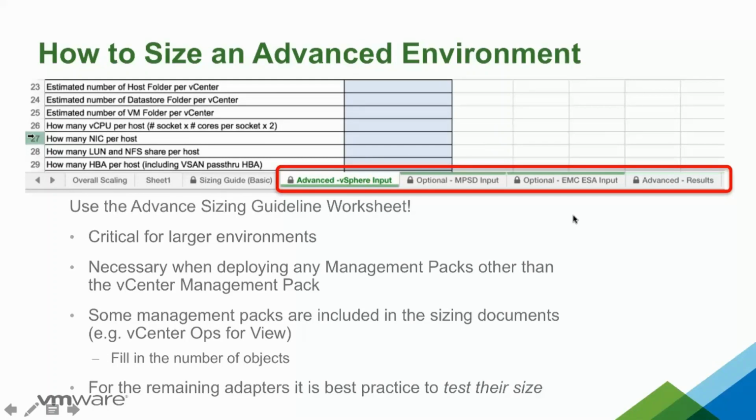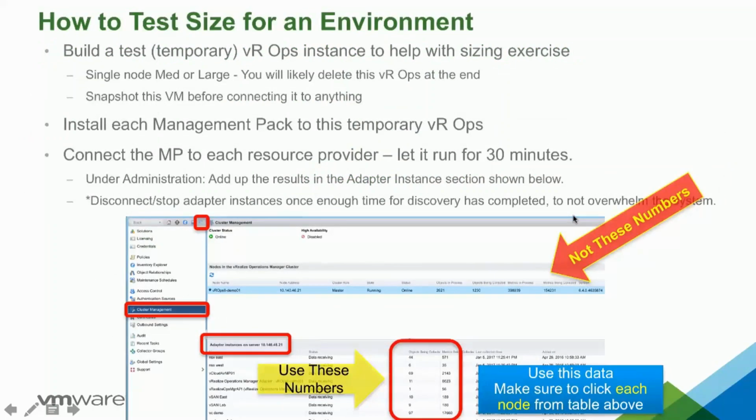So how do you test size for an environment? To test the size, we usually set up a single node vRealize Ops cluster. A single node cluster is not really a cluster, but it's an instance. So we'll have that instance of vRealize Ops up and running, where it's only going to be temporary. I either use a medium or large node for this. It doesn't really matter, because you're not going to stay connected for that long. In fact, the idea is to just stay connected long enough to do the discovery.